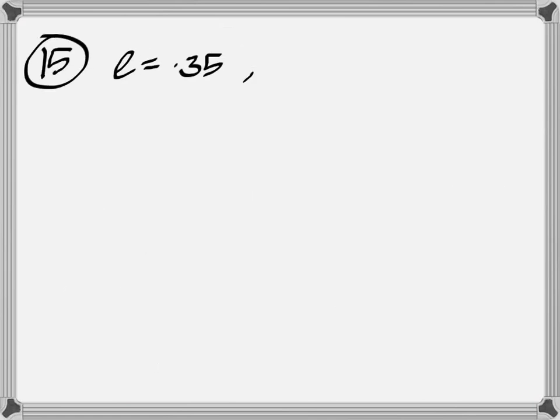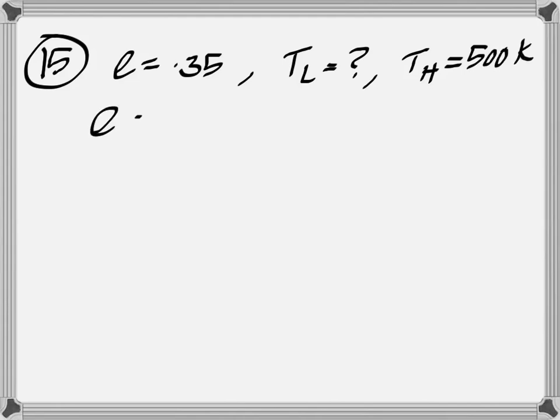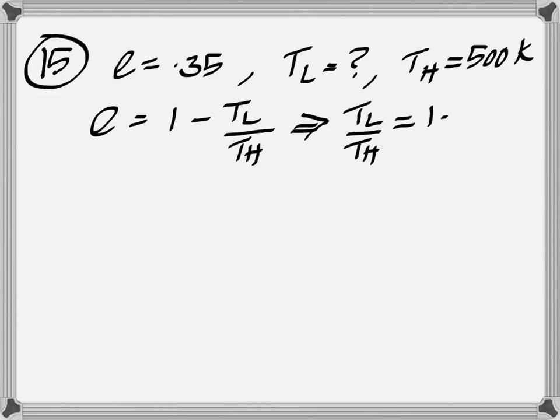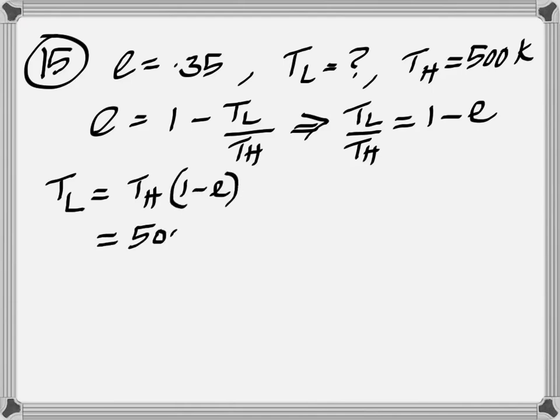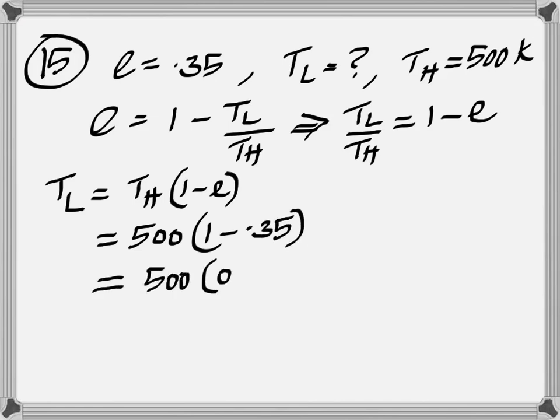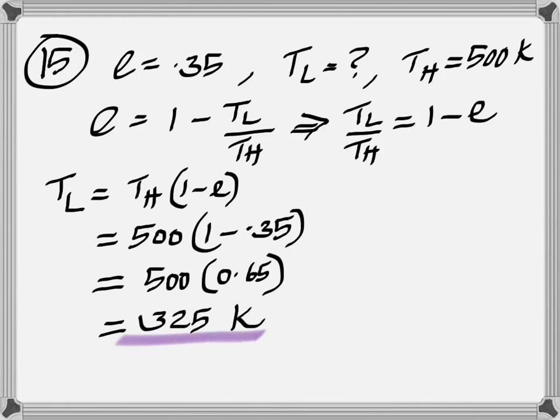In 15, E is 0.35. You have to find the temperature of the cold reservoir, that is TL, and TH is given as 500 Kelvin. Okay, now you use 1 minus TL by TH. Make TL the subject carefully. This TL by TH is 1 minus E. TL is TH times 1 minus E. Plug in the numbers. 500 times 1 minus 0.35. 500 times 0.65. It's 325 Kelvin.